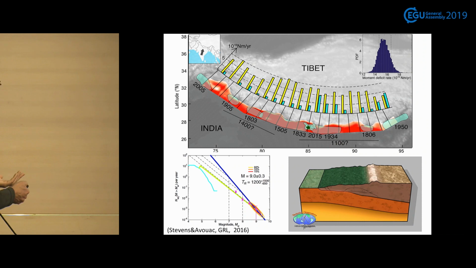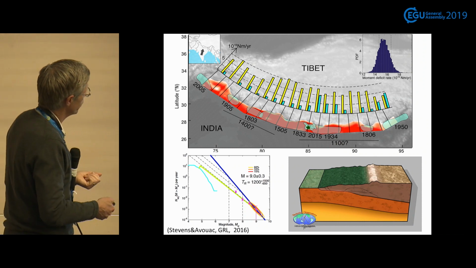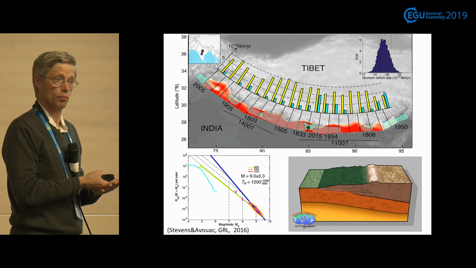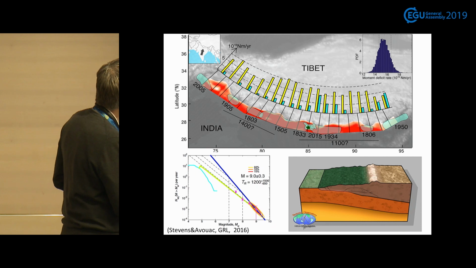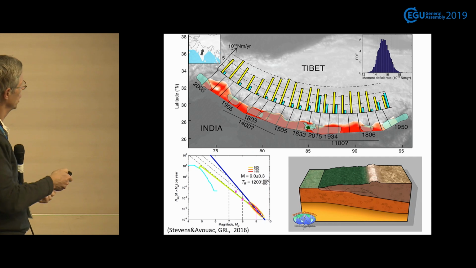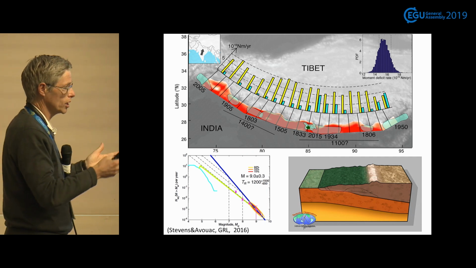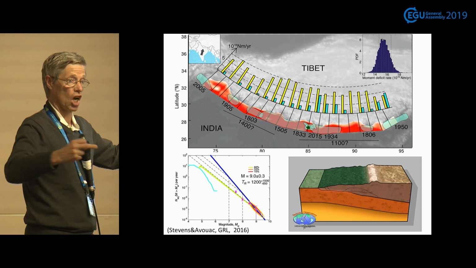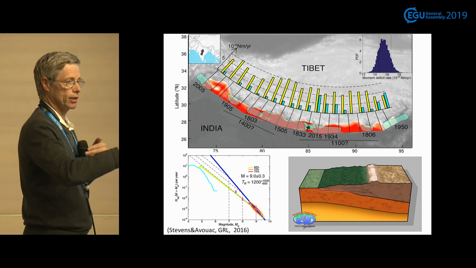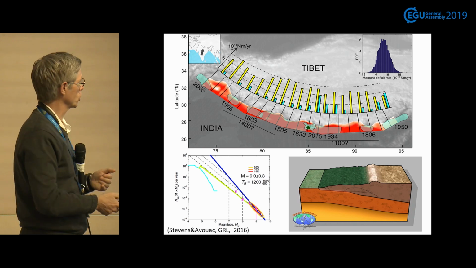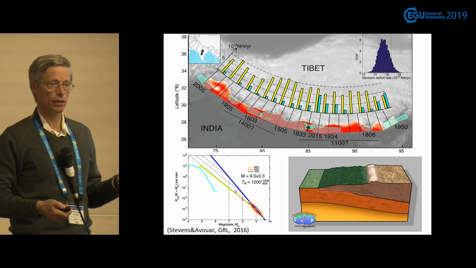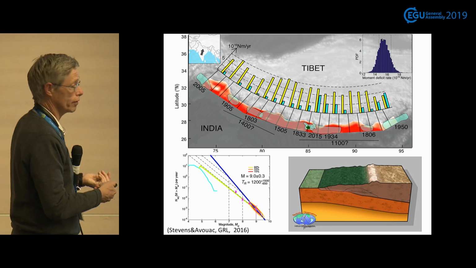And the result is actually not good news. The red color in the background here is showing the degree of locking of the main thrust along the Himalaya. And you see that it's locked all along the front of the Himalaya over a distance of more than 2,000 kilometers, and in width, it's about 120 to 150 kilometers. So it's locked everywhere. In yellow here, you have the rate of moment deficit building up as a function of time along the Himalayan arc. And in blue, this is what has been released over the last 200 years. There's a large deficit here.